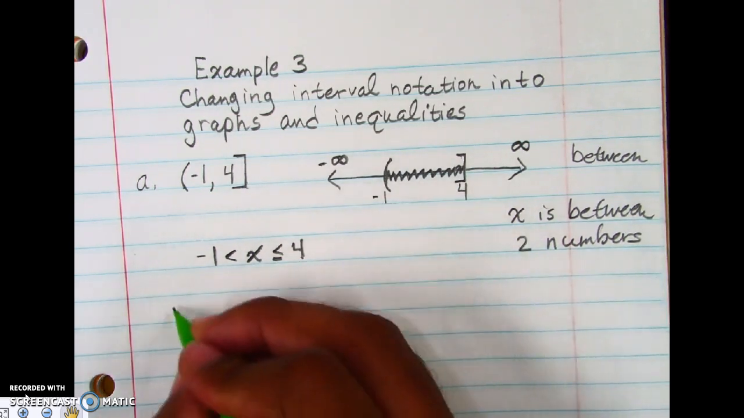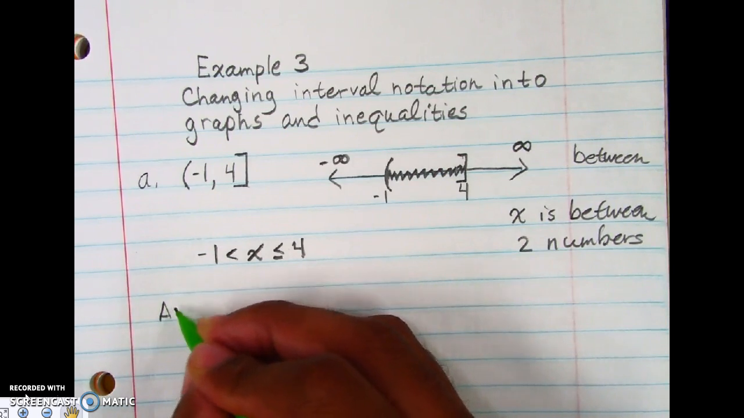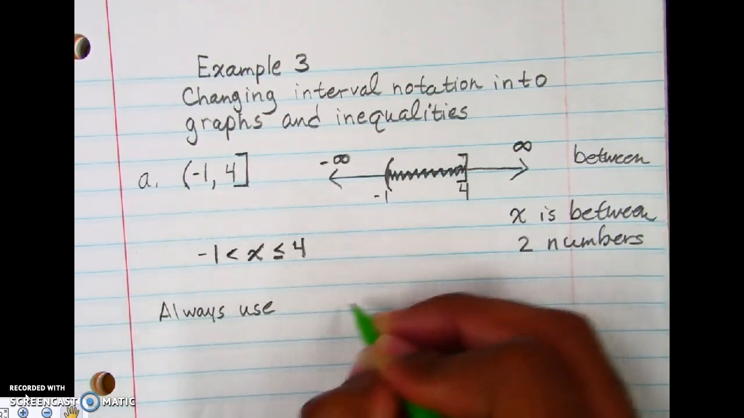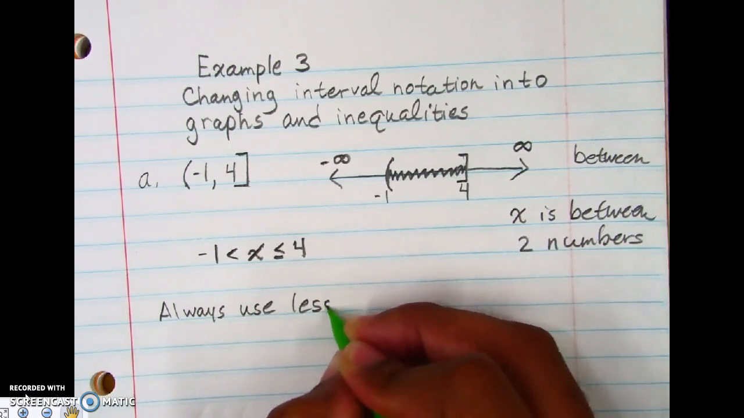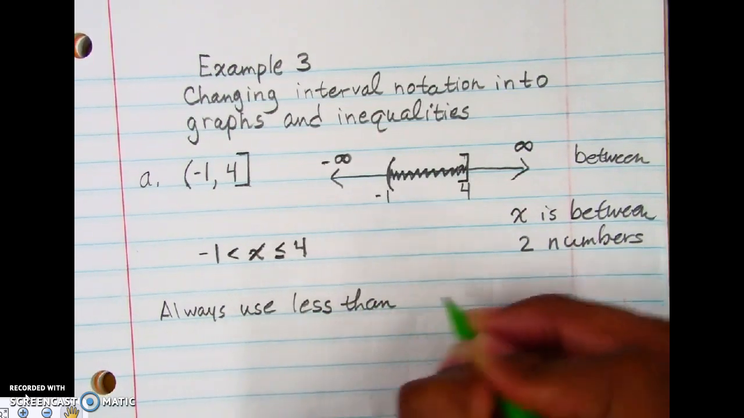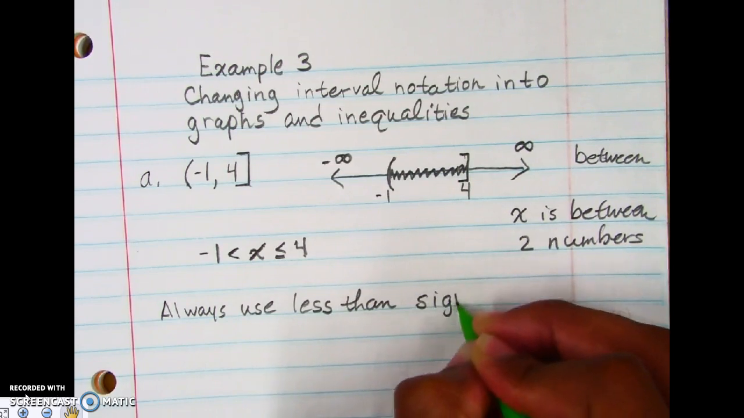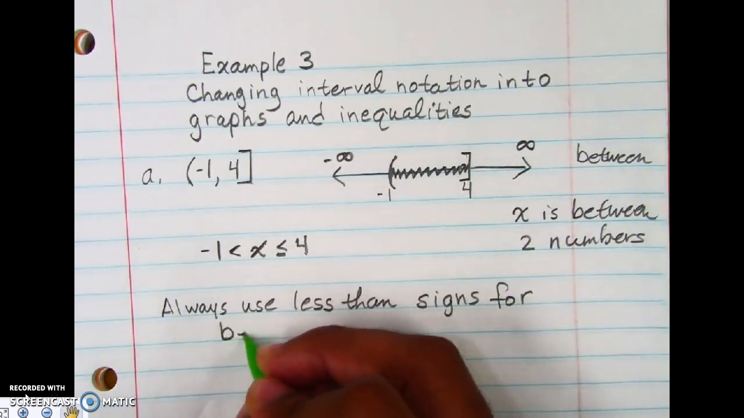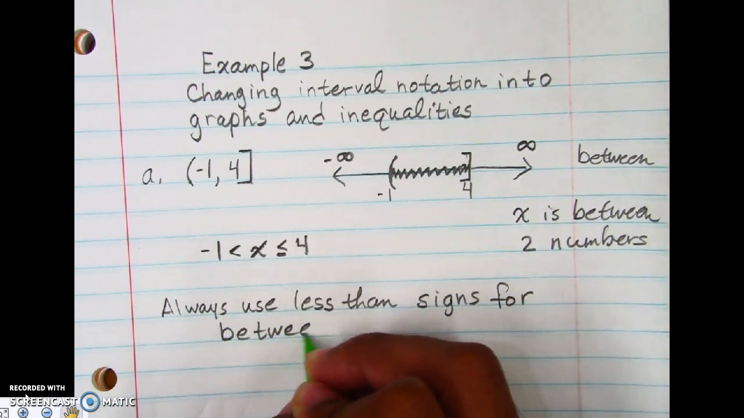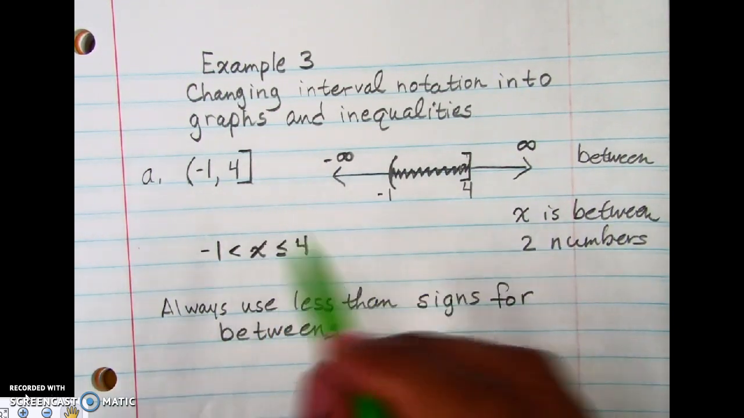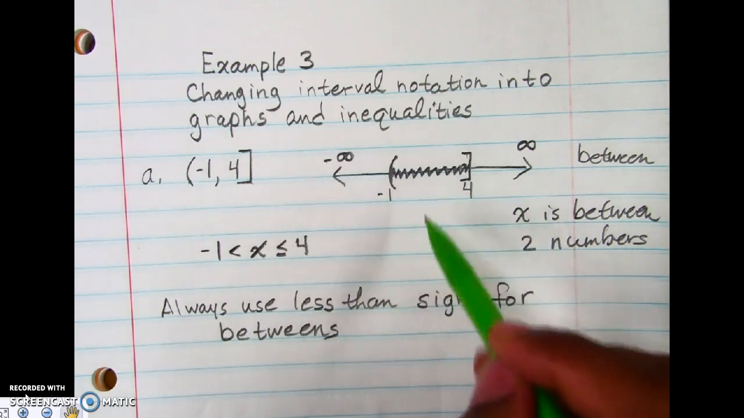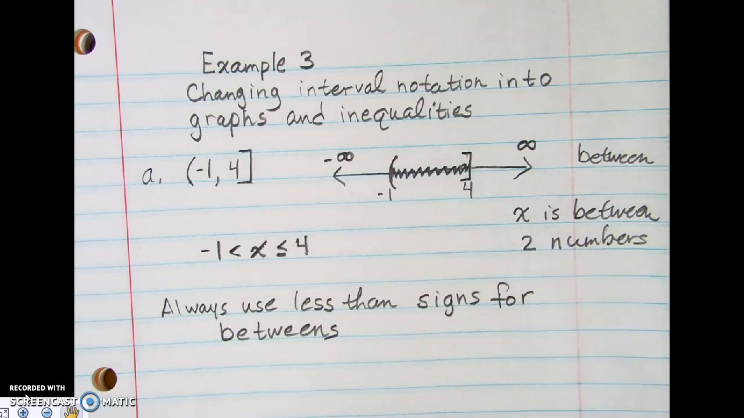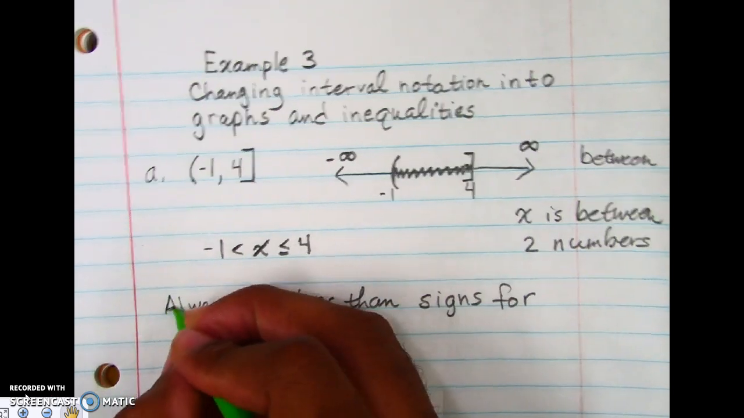And this is just a side note. Always use less than signs for betweens. So in other words, what we just did up here, this is x is between these two, that's called a between. So we're going to put less than signs for each time we do a between, whether it's less than, equal to, or just less than.